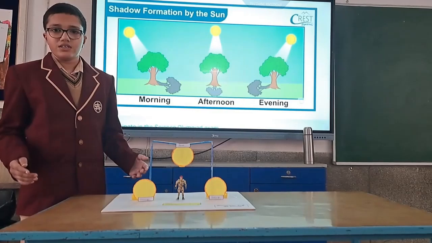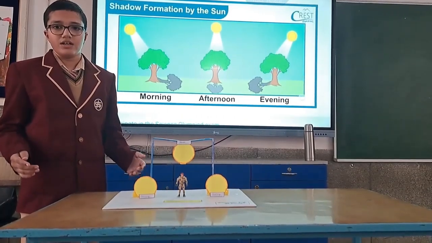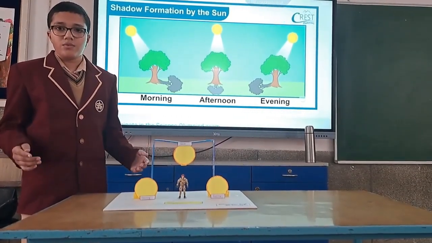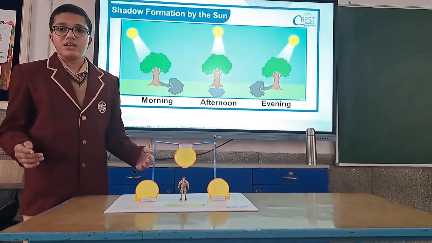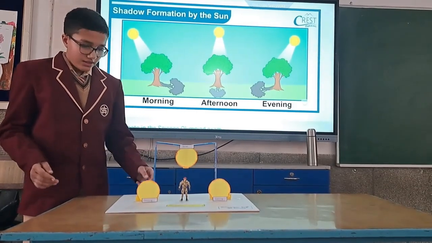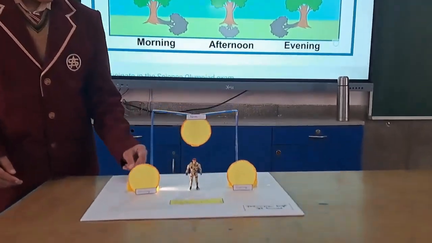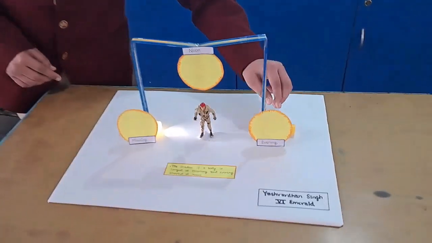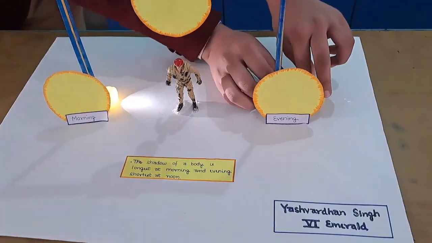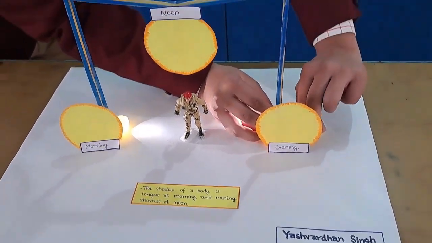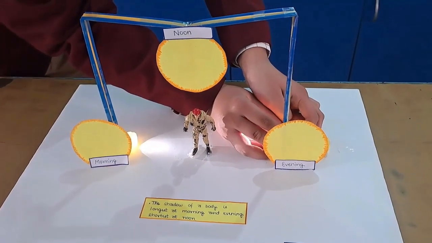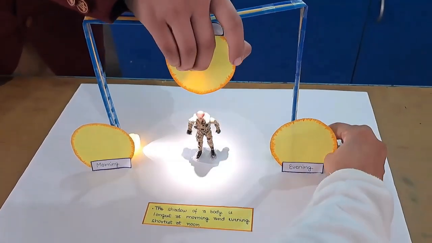Similarly, if we are facing the sun, our shadow falls behind us. The length of the shadow formed by sunlight changes with the time period, that is longest in the morning and evening and shortest at noon.